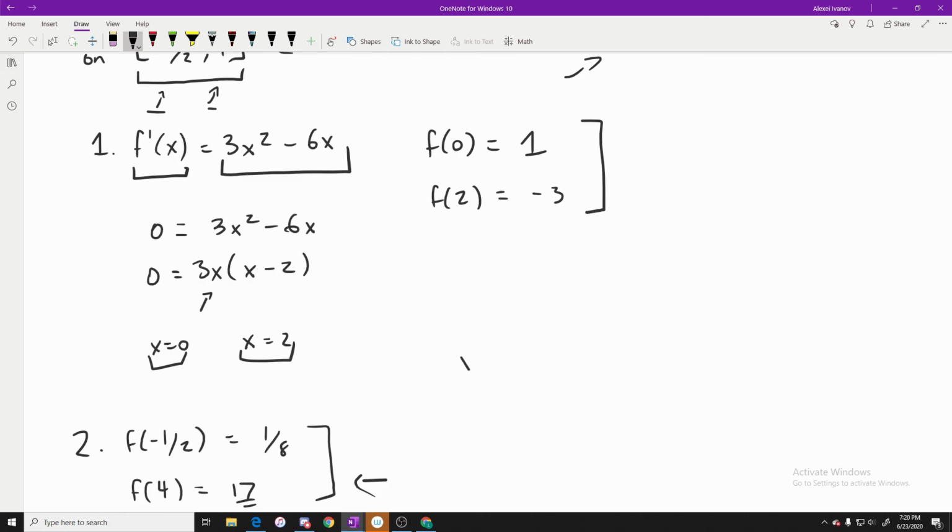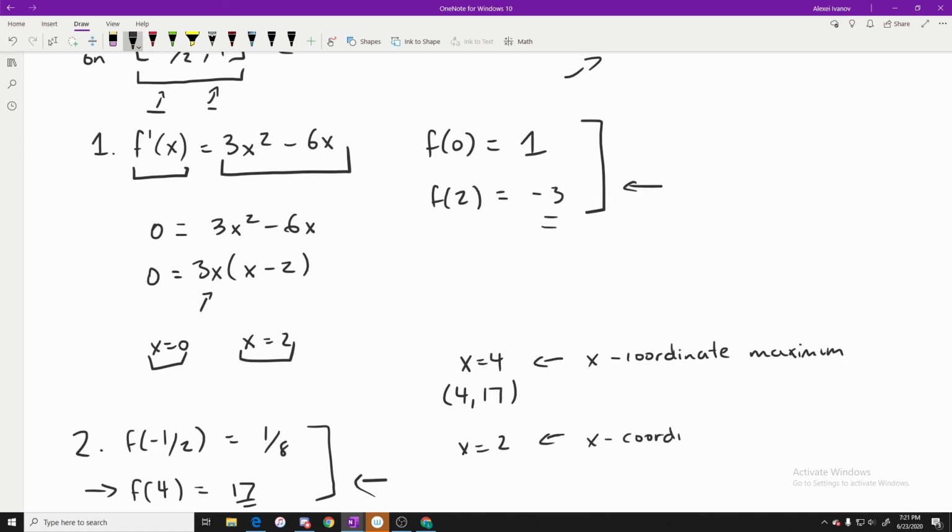So that means that x equals 4 is the x coordinate of our maximum. More specifically, our maximum is going to lie at (4, 17). However, our minimum right here, and this by the way happens to be an endpoint, so we can see why it's important to test for endpoints, because if we didn't, then we would have thought that f of 0 was our maximum, but it's not. Now f at 2 we can clearly see has the smallest y value, so the x coordinate of 2 is clearly our minimum, and the minimum value would lie at (2, -3).